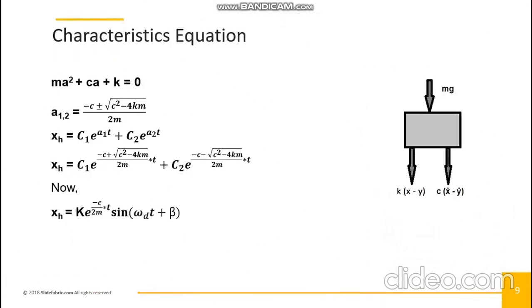Before solving the particular solutions, we will first solve the homogeneous equation. We will use the equation as you can see here. We will find the values of the constants a1 and a2. Then we will use this equation to find the value of x homogeneous. We will put in the values of a1 and a2 and then we have this answer, where k is the constant.